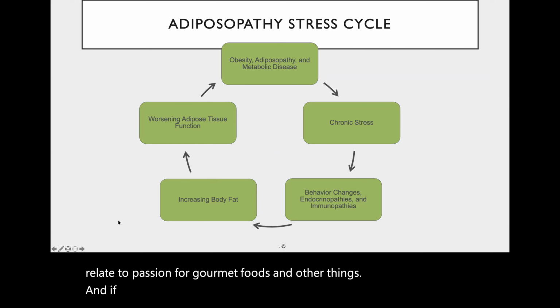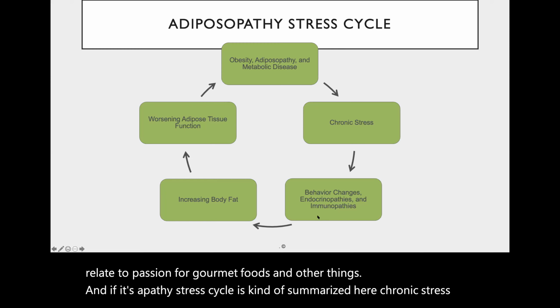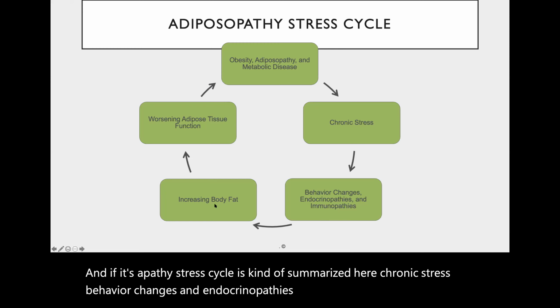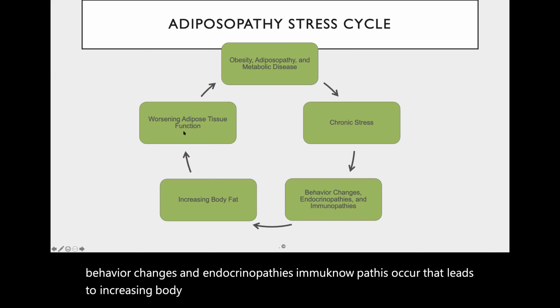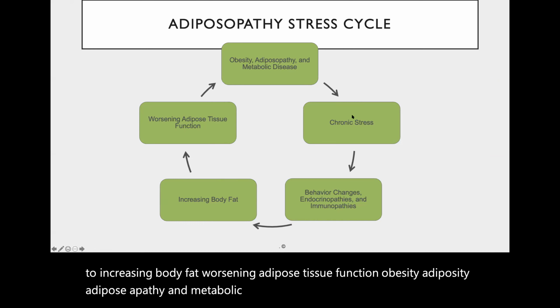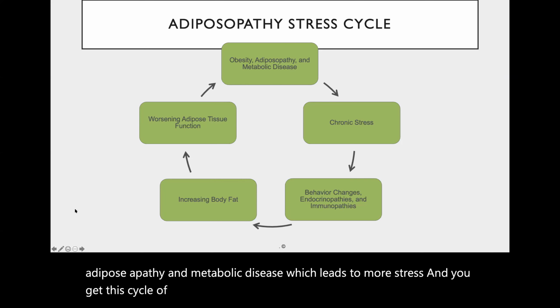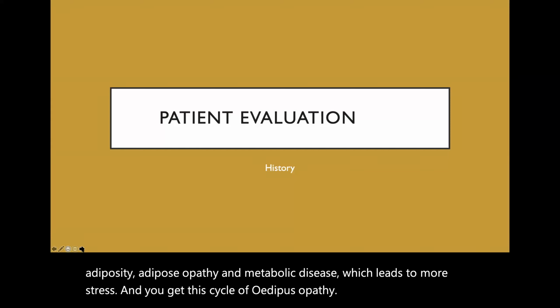Adiposopathy stress cycle is kind of summarized here. Chronic stress, behavior changes, and endocrinopathies and immunopathies occur. That leads to increasing body fat, worsening adipose tissue function, obesity, adiposopathy, and metabolic disease, which leads to more stress, and you get this cycle of adiposopathy. All right, so that's the pathophysiology.